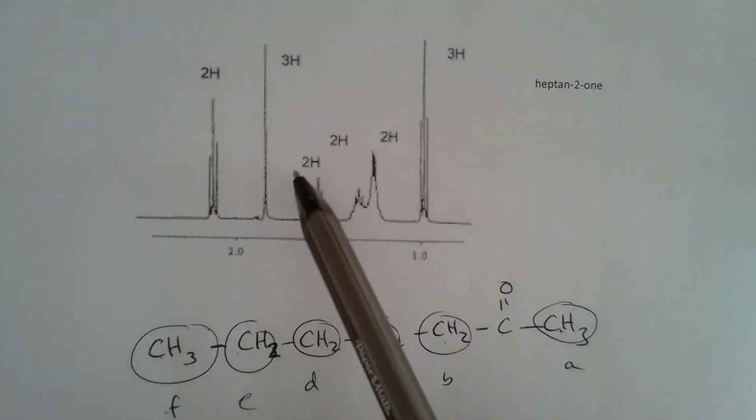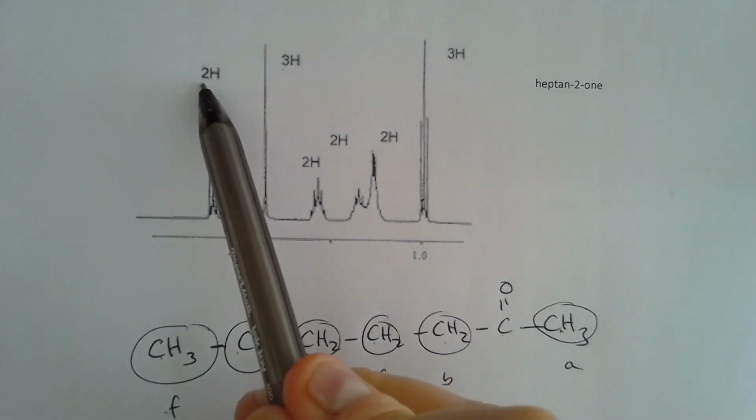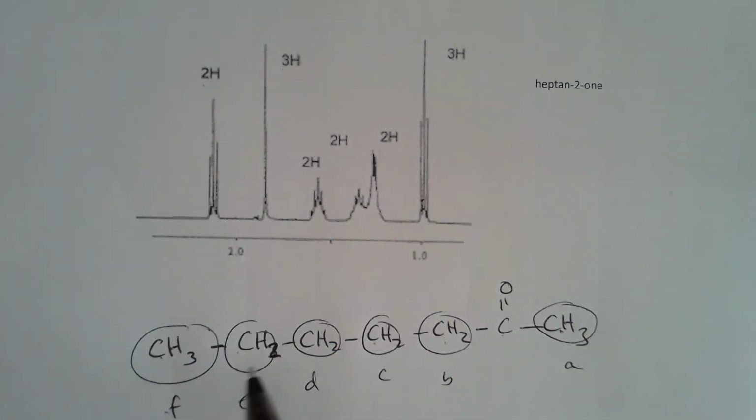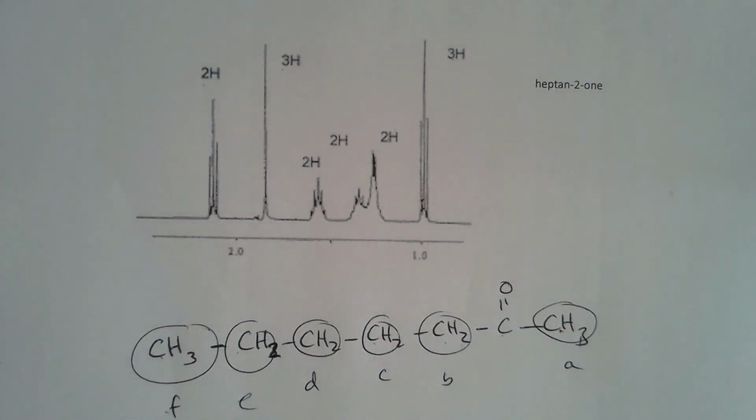3, 4, 5, 6, 7, 8, 9, 10, 11, 12, 13, 14. Is that the number of hydrogens you've got? 3, 4, 5, 6, 7, 8, 9, 10, 11, 12, 13, 14. So the integrated traces match up with that.